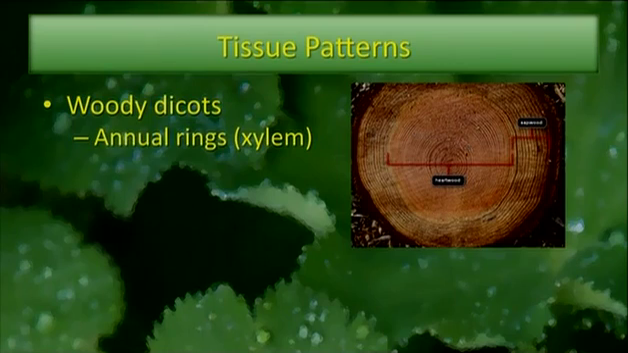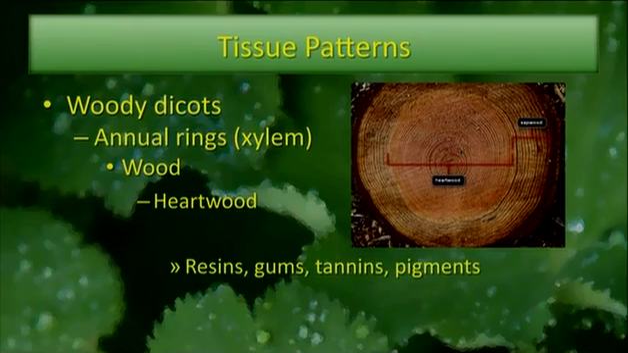So in here, the older and the darker wood is what they call heartwood. It's impregnated with resins and gums and tannins. Tannins are used to tan hides and things like that, and also pigments. Then you have the other part, which is a younger wood, which is still functional and still moves water in the plant. This is called sapwood.